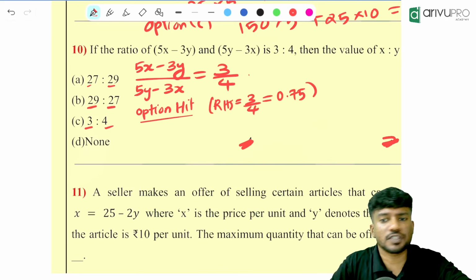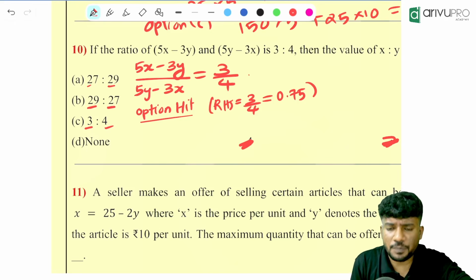0.75. Everyone got 0.75. Now we will try LHS. With which option? Option A or B? Option A. Okay. We will check with option A.